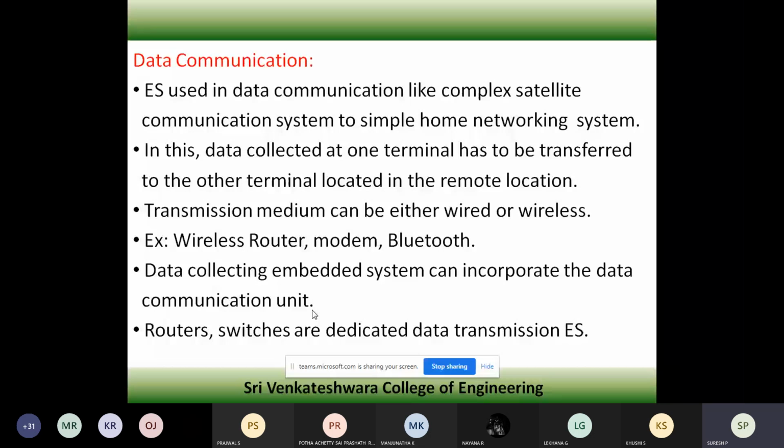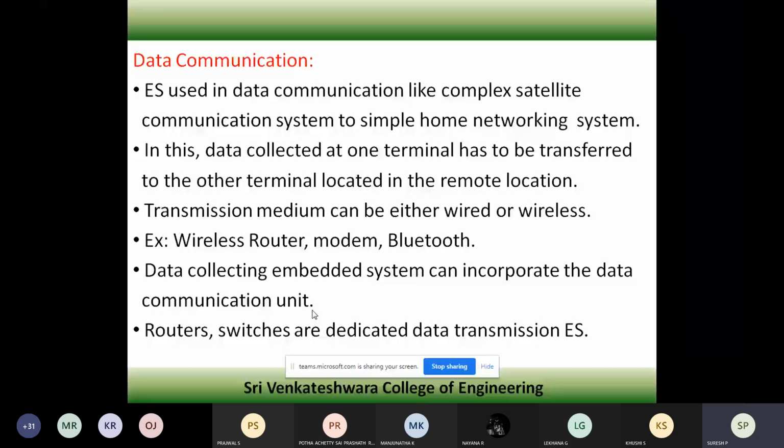Whatever the transmission you are going to do, the transmission may be either wired or wireless. So whatever transmission you send, you make use of a wired or wireless medium. Next, the examples here are wireless router, modem, and Bluetooth. Wireless router, modem, and Bluetooth are typical examples of data communication.